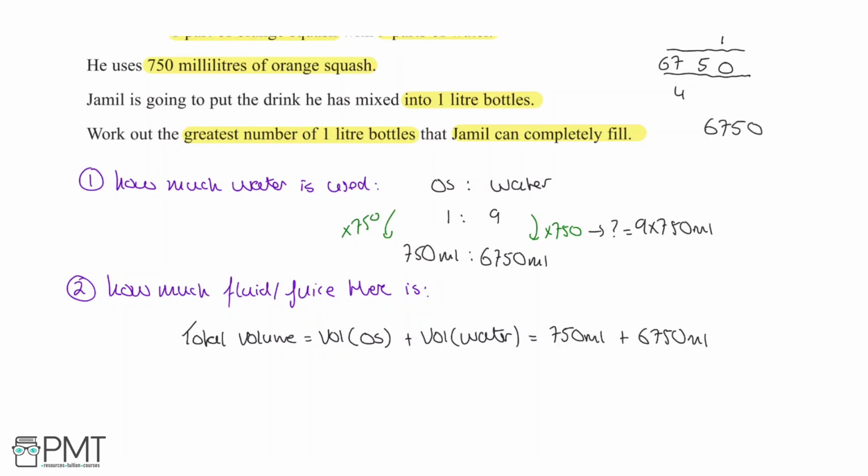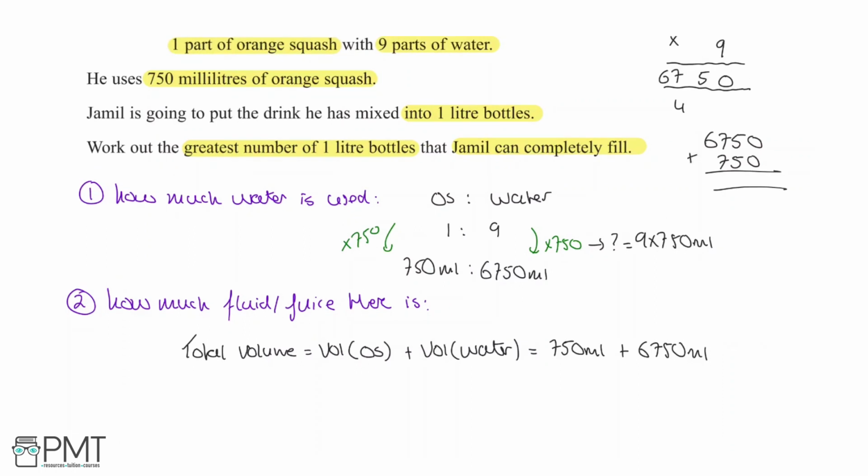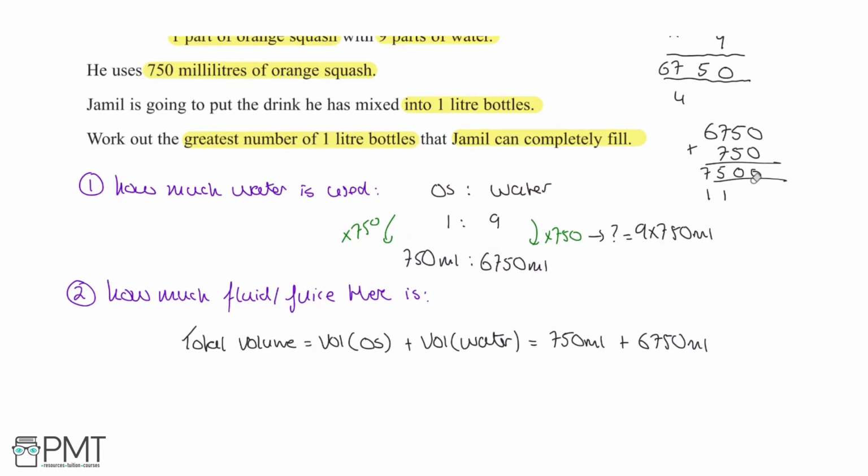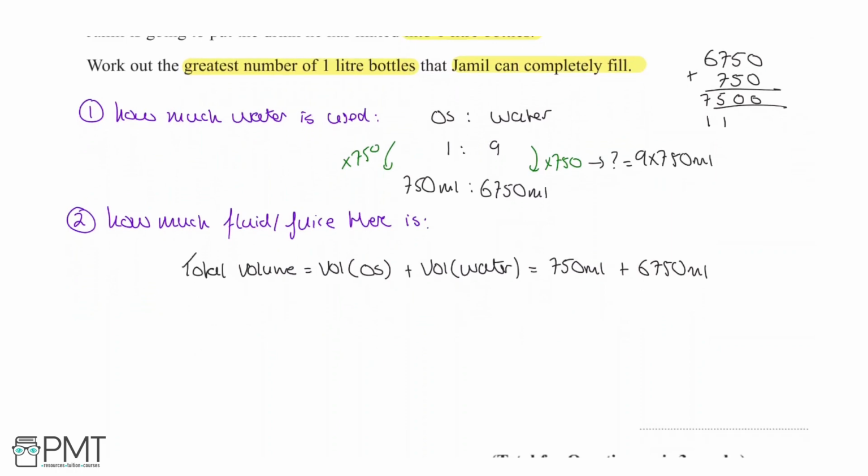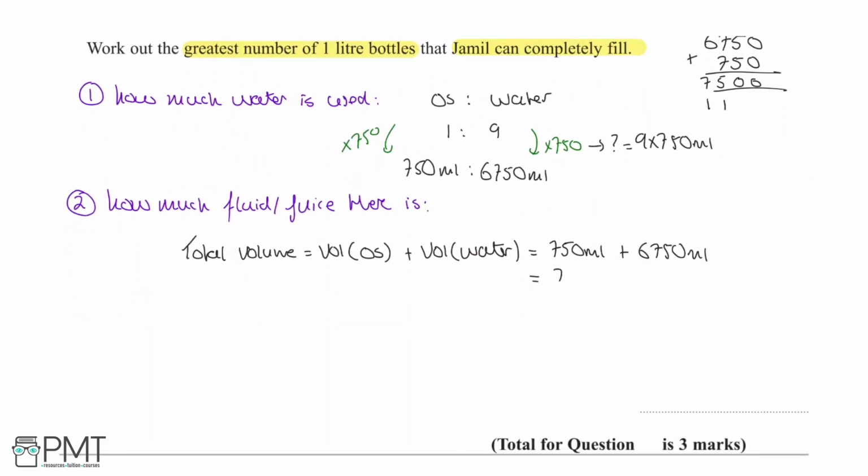So 6,750 plus 750: 0 plus 0 is 0, 5 plus 5 is 10, so 0, carry the 1. 7 plus 7 is 14, plus the 1 is 15, so 5, carry the 1. 6 plus 1 is 7. So we're going to have 7,500 milliliters of total volume.